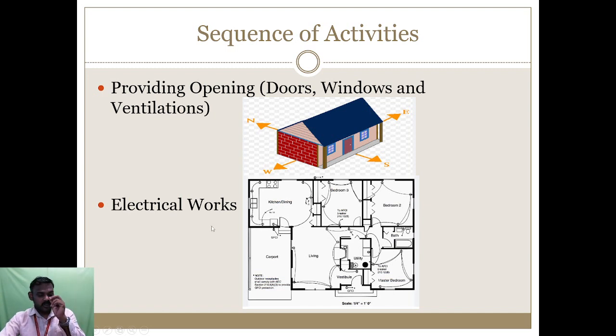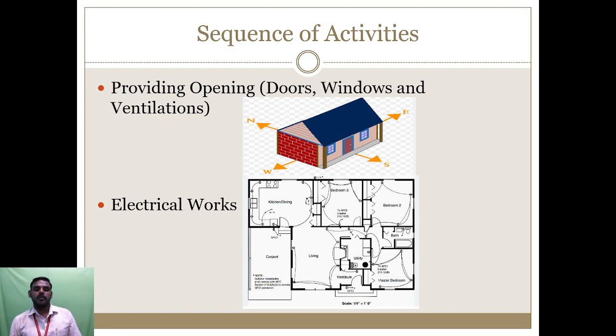Electrical works: before concreting the roof, we have to provide conduits in the roof concrete. Before laying the concrete, after laying the reinforcement, we have to provide conduits based on our plan. After providing the conduits, we have to pour the reinforced cement concrete.